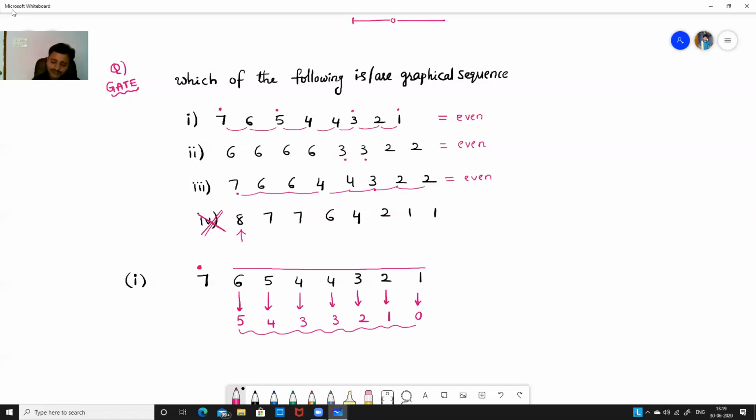Suppose you are unable to find whether it is a simple graph or not. Then what will we do? So you got the first sequence. Now it is the second sequence, right? I want to verify whether the second sequence is a simple graph or not.